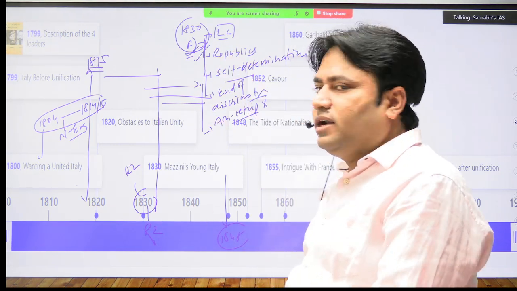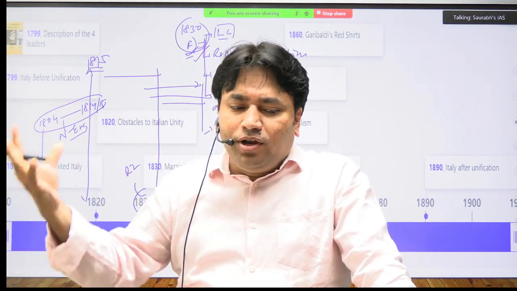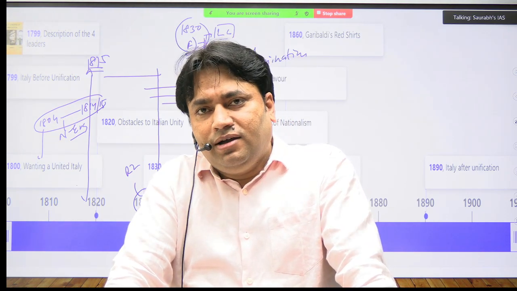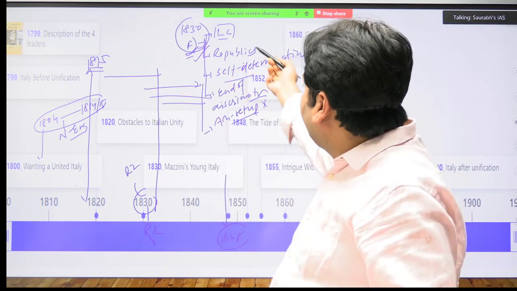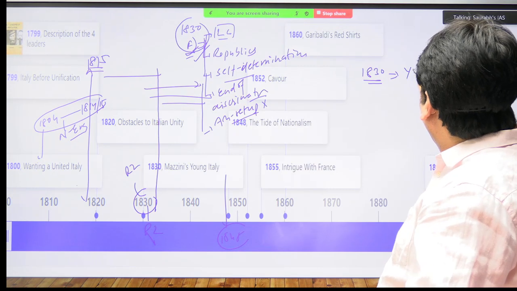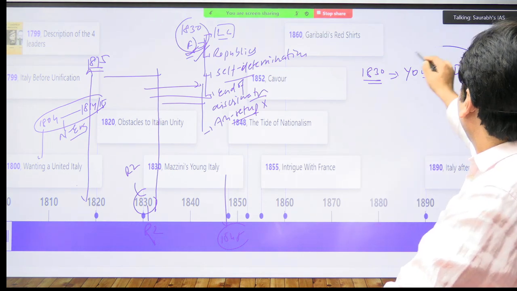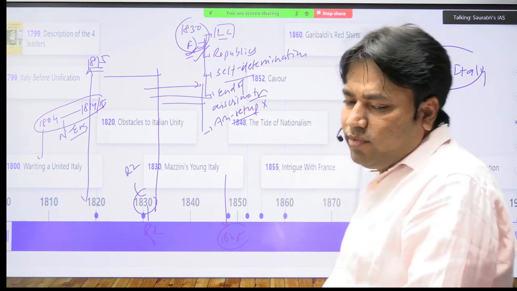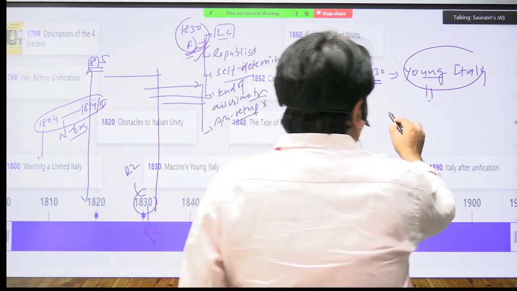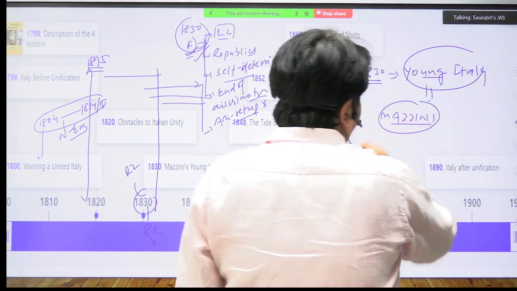1830 में लोग ये डिमांड कर रहे हैं. The same demand will reach Italy, and now the people of Italy will also start making the same demand. इटली में भी यही सारी डिमांड आती हैं, and in Italy we see that in 1830 an organization is founded. The name of this organization is Young Italy. The founder of this organization was Mazzini.